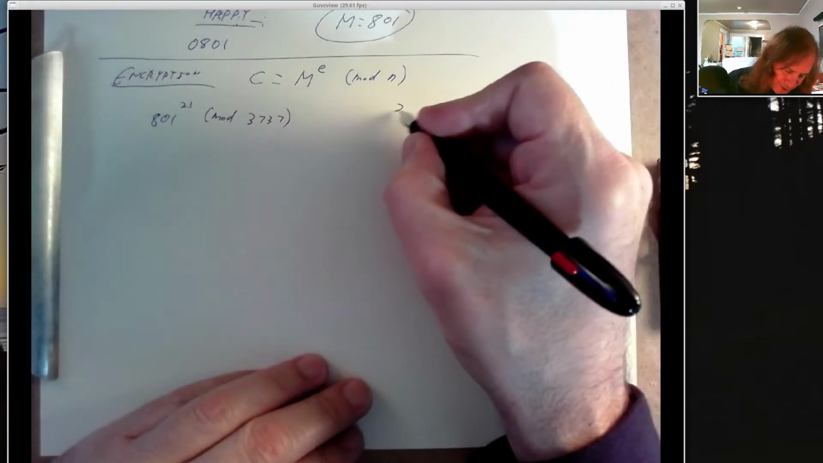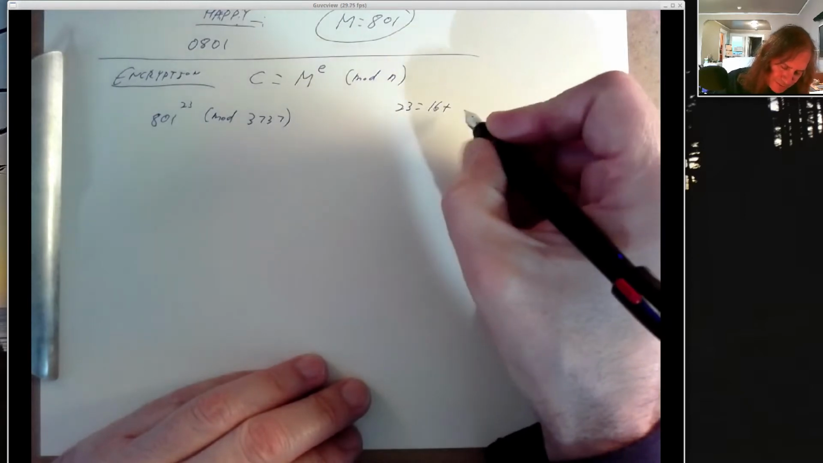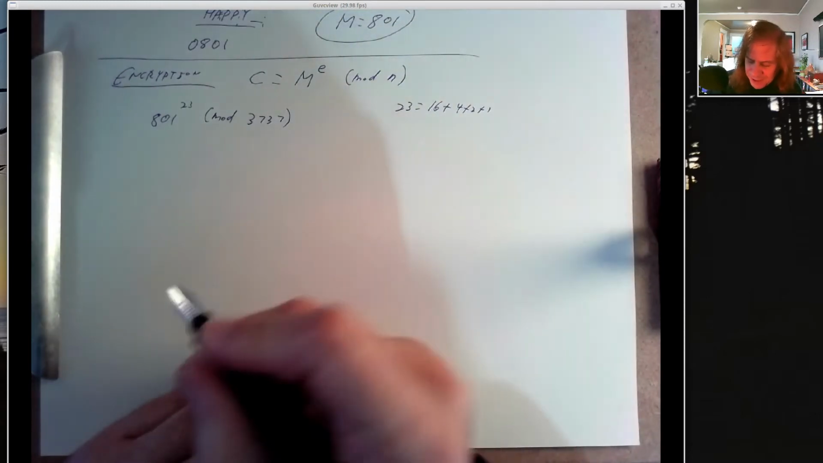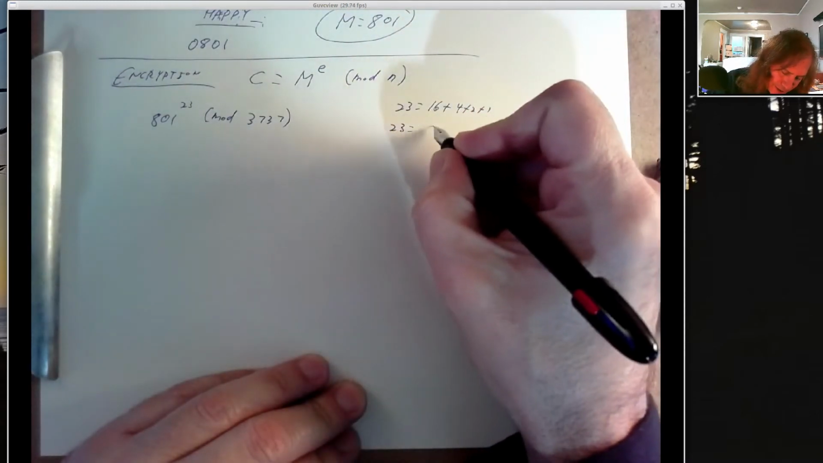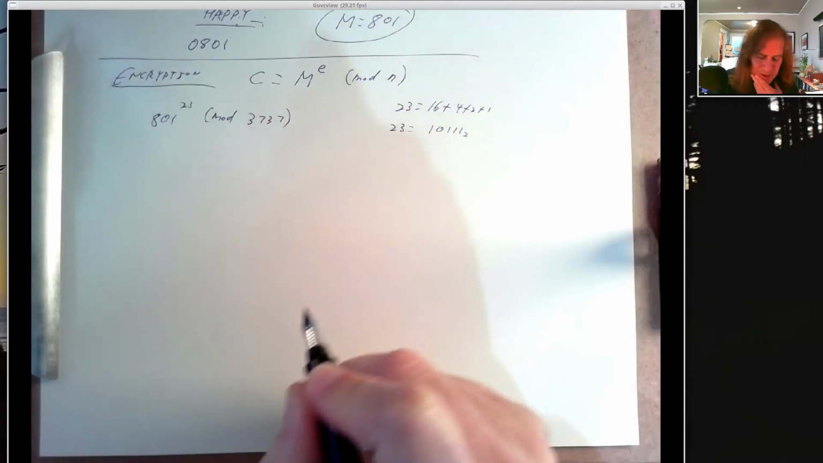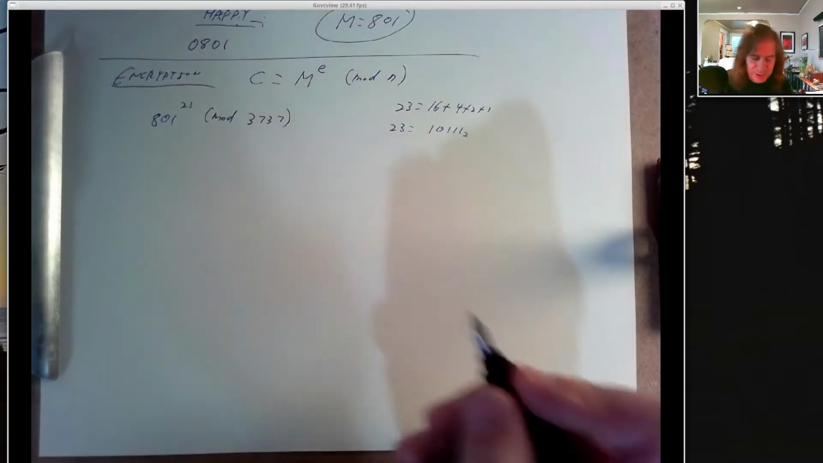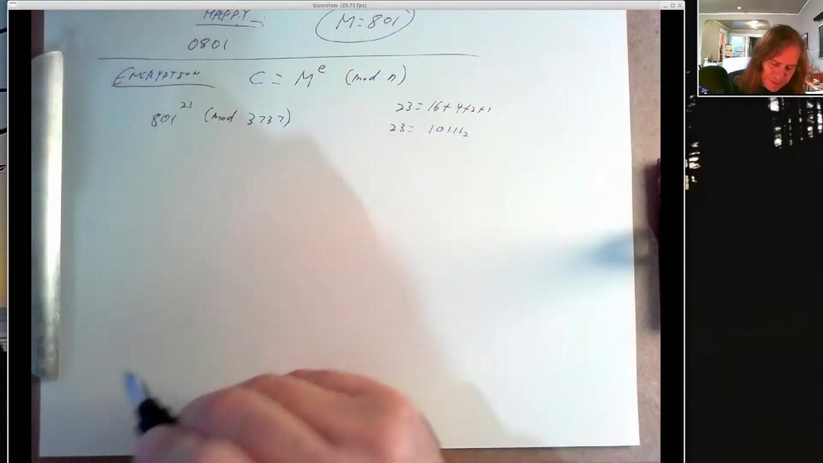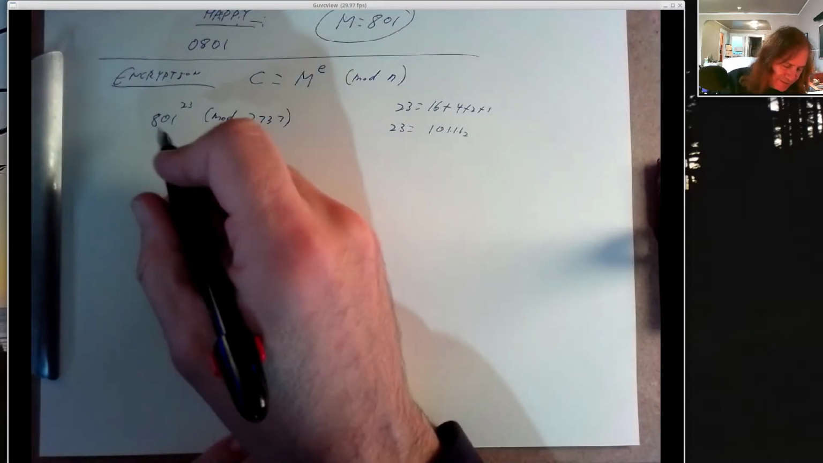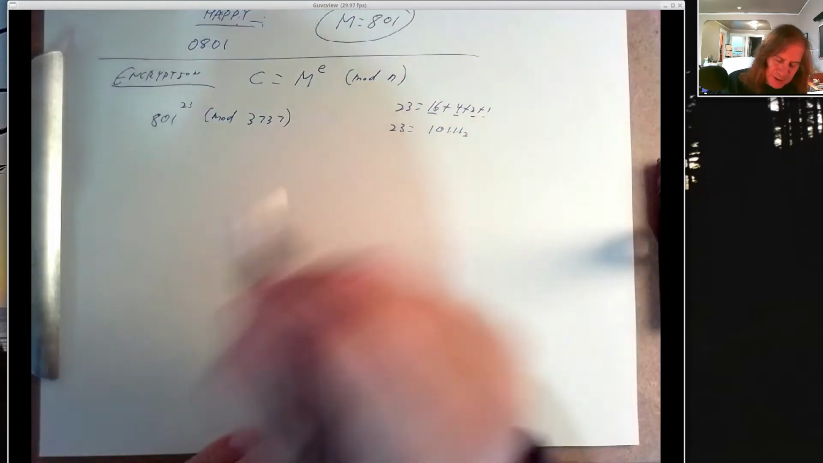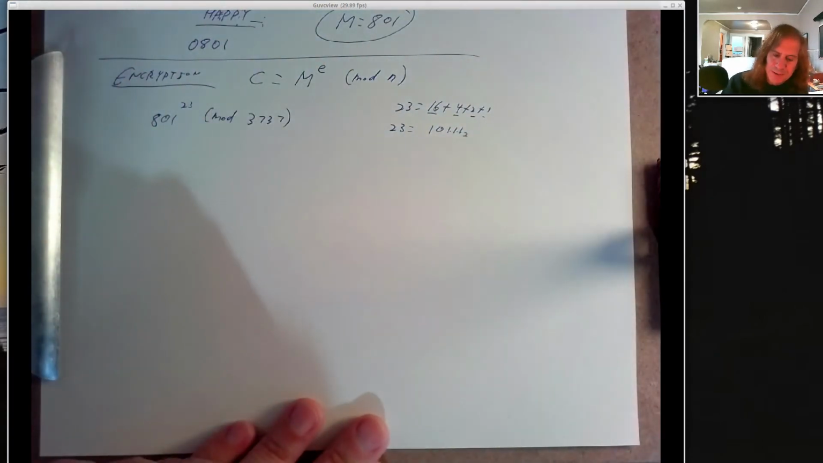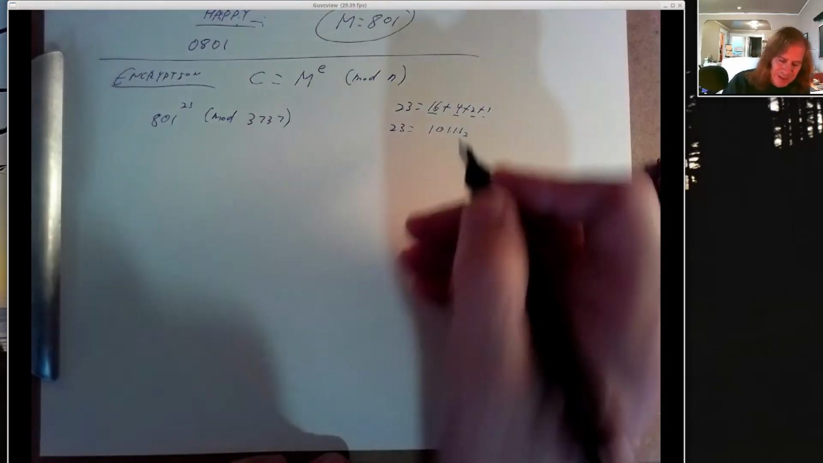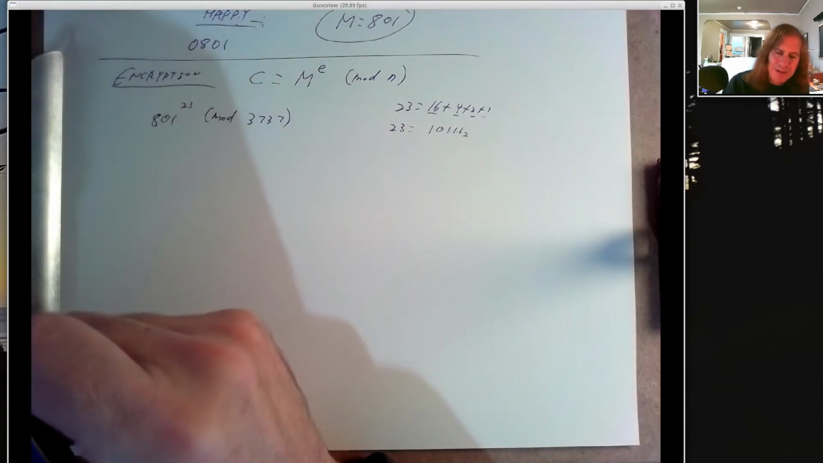I'm going to observe that 23 is 16 plus 4 plus 2 plus 1. And if you didn't know that, convert 23 into binary. That binary representation tells you the powers of 2 that add up to 23: 2 to the 0, 1, 2, and 4. Which means if I can find 801 raised to each of these powers, I can multiply those and find 801 to the 23rd. And I don't have to do 23 calculations. I only have to do 5 to find these powers, and then a final set of calculations to multiply them.